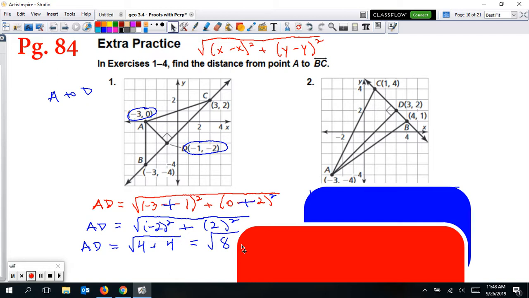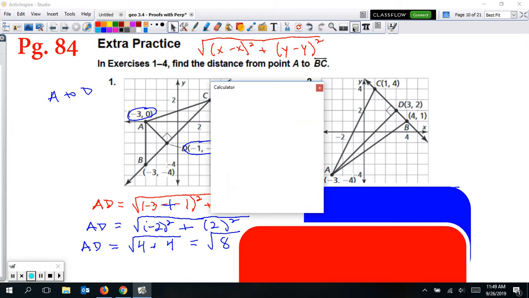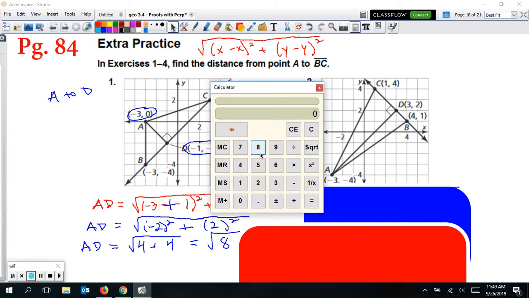And then the square root of 8 is going to give us a decimal. So we want to use a calculator for that. Just hit the square root button. And we can show it here on this little quick easy one. It just says 8 square root. And there it is, 2.82.